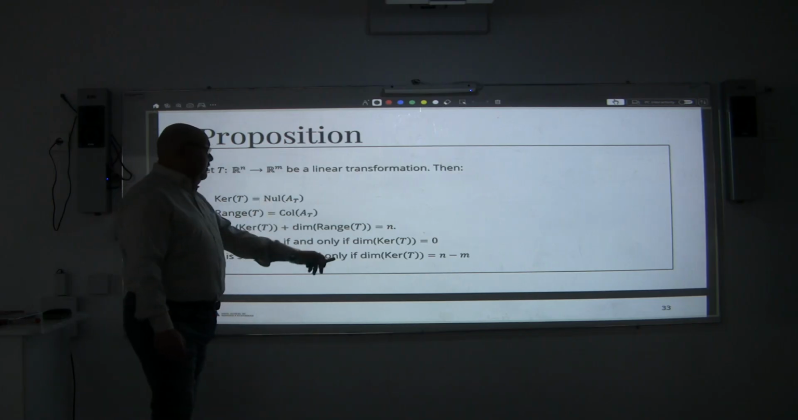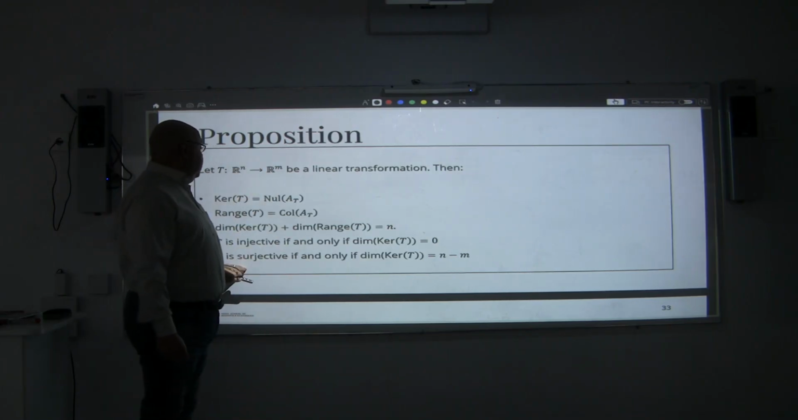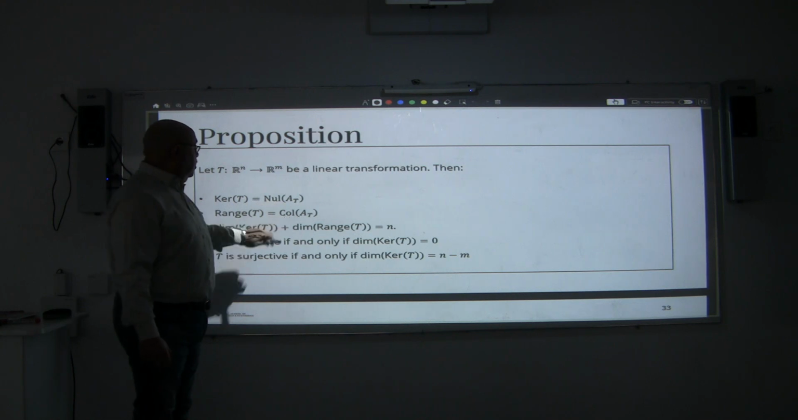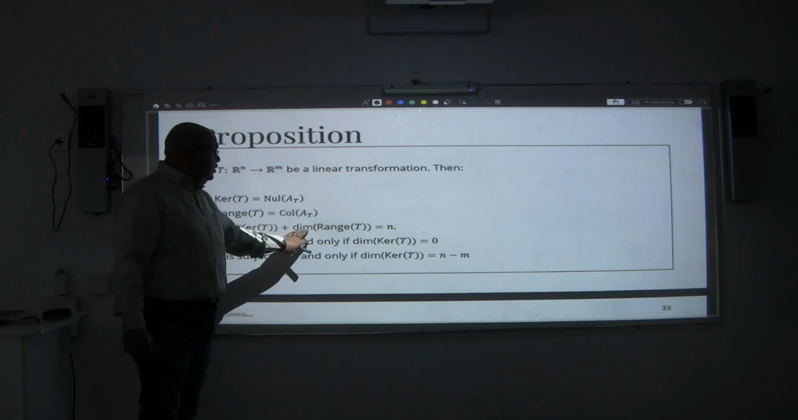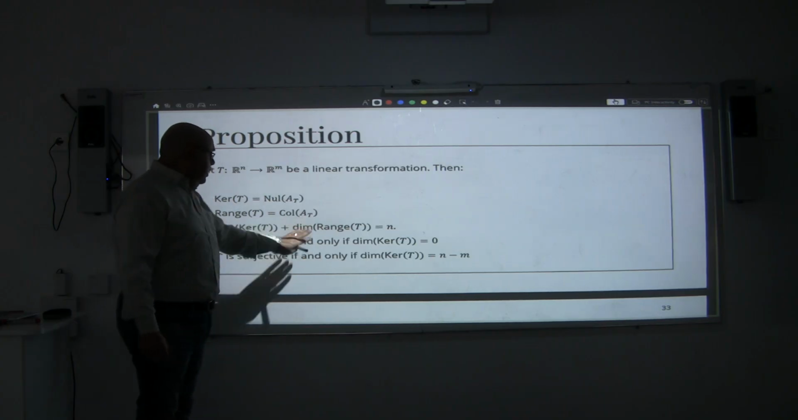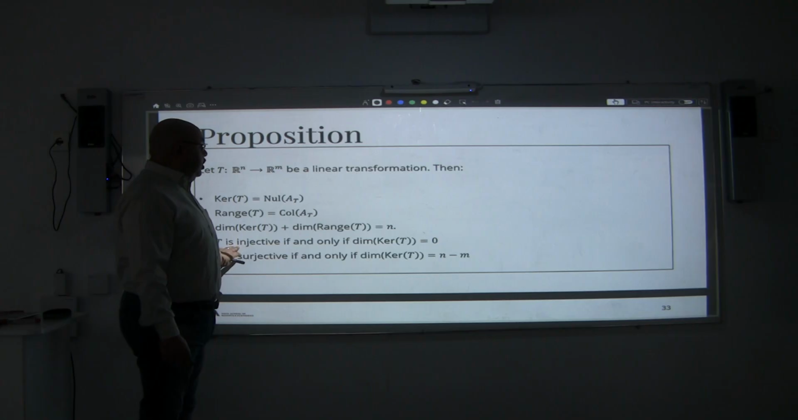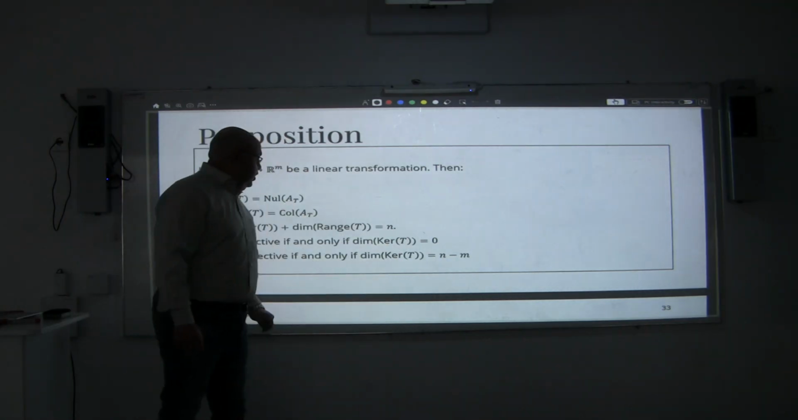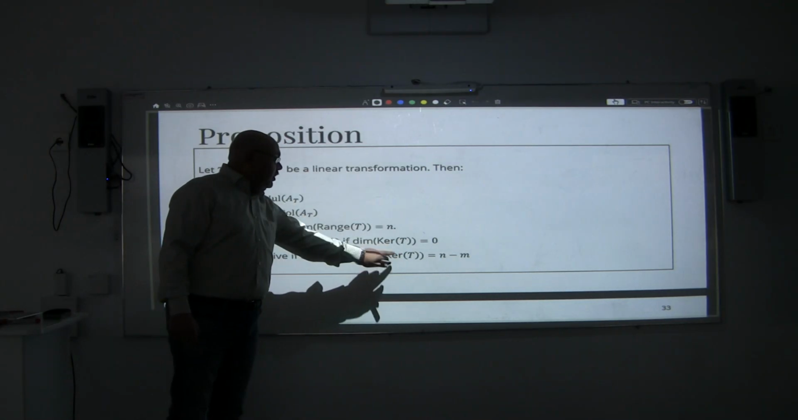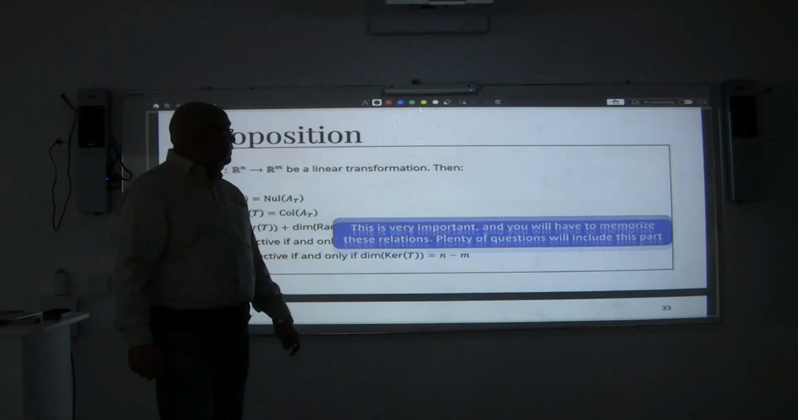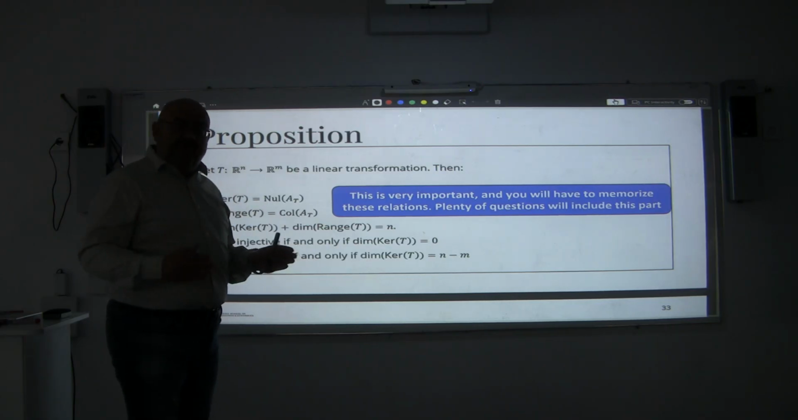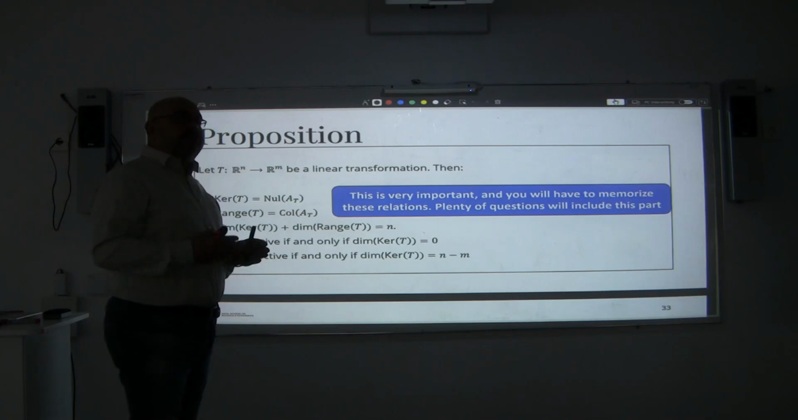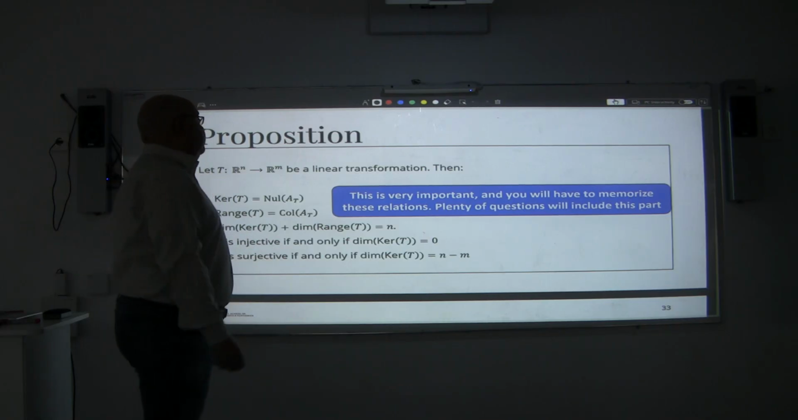All of the previous remarks are shortly explained here. The kernel of T is equal to the null of A, the range of T is equal to the column space of A, and the dimension of the kernel of T plus the dimension of the range of T is equal to n. It's injective if and only if the kernel is equal to 0. It's surjective if and only if the dimension of the kernel of T is equal to n minus m. This is very important, as I told you, and you will have to memorize these relations. I'm sorry for the number of remarks and propositions, but this is really a very important chapter, as you saw.